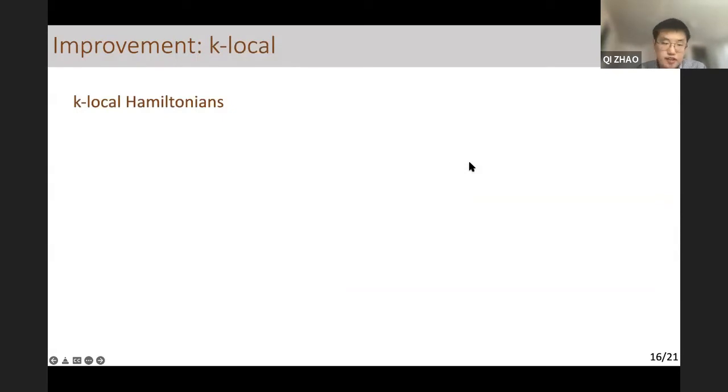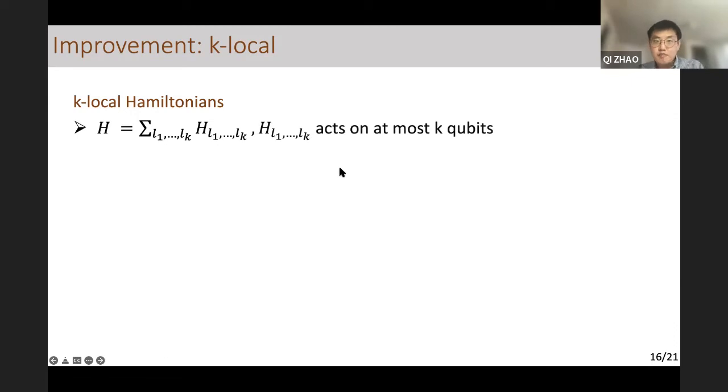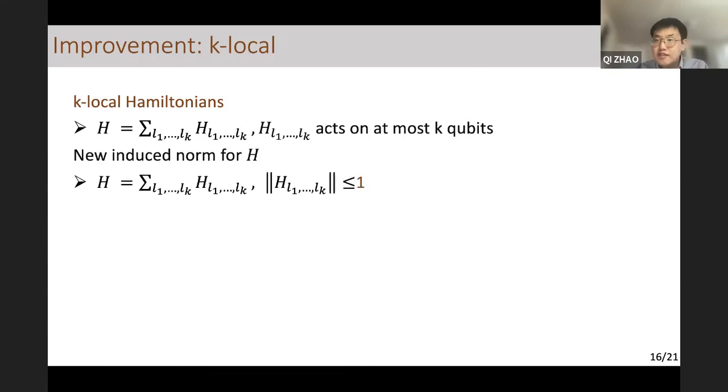And we also consider a more general case like the k-local Hamiltonians. It has a lot of terms, each term acting on at most k qubits. And we give a general result for the average performance for this type of Hamiltonians. The result is related to some new induced norm here. I don't give a detailed expression here, but I will give a simple example.